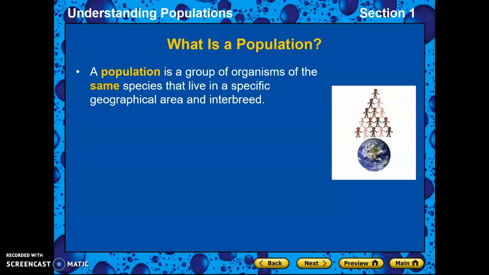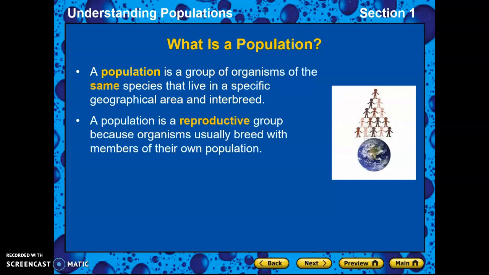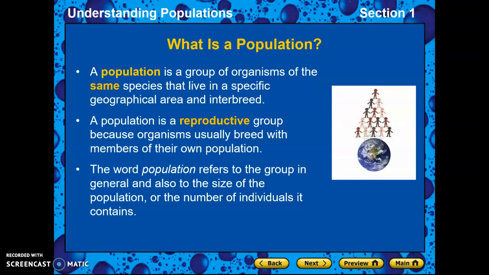A population is a group of organisms. They are the same species and they live in a specific geographical area and they can breed with each other. A population is a reproductive group. So these organisms will breed with each other and they will produce more members of their population. The word population refers to the group in general, but also the size of the population or the number of individuals it contains. So the population is all of those individuals of the same species that can breed with each other.